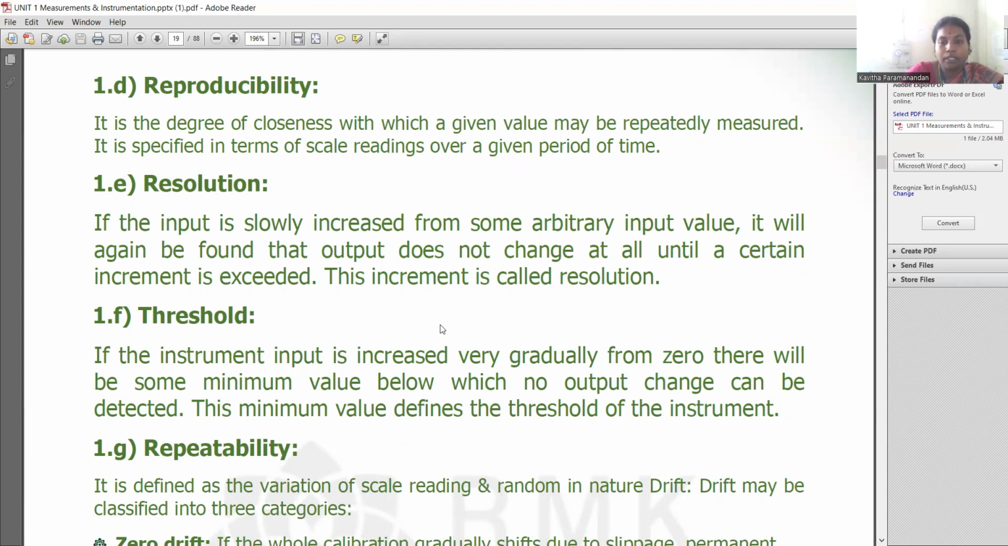Threshold: in the case of certain instruments, there is a minimum input value which is required by the instrument to start showing any kind of reflection. Certain instruments are also very accurate, but still the changes in the input parameters are not immediately reflected by the pointer. So it takes a minimum time after which the pointer will start to reflect and show the measured value. That minimum parameter value is called the threshold value.